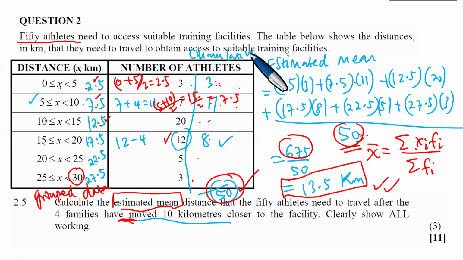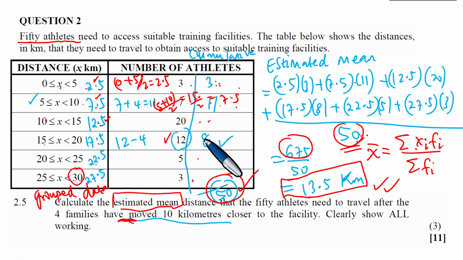Yeah, this method is only for grouped data. The one with the class midpoints is only for grouped data. There's no other way for grouped data. This is the only method for grouped data. How do you say grouped? Grouped means that there are already classes here, class intervals. With the class intervals, then you must take the class midpoints.